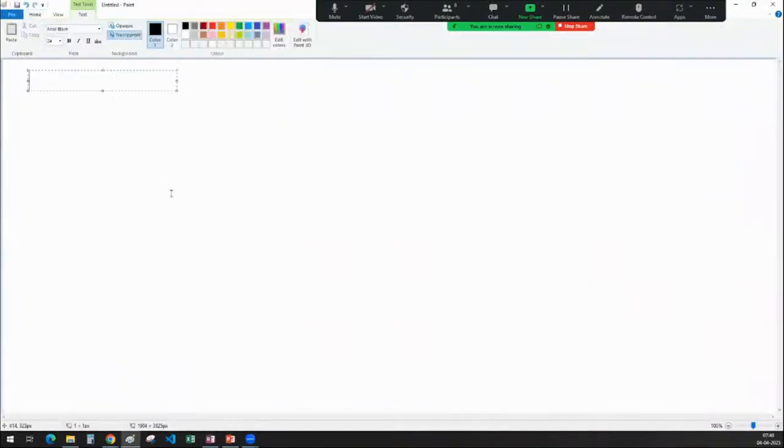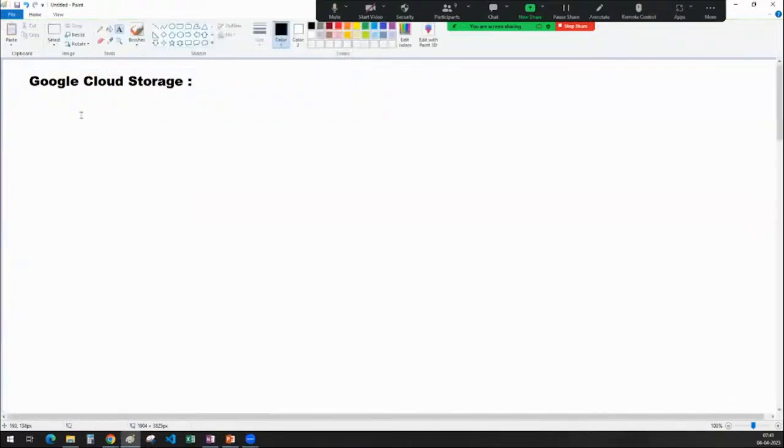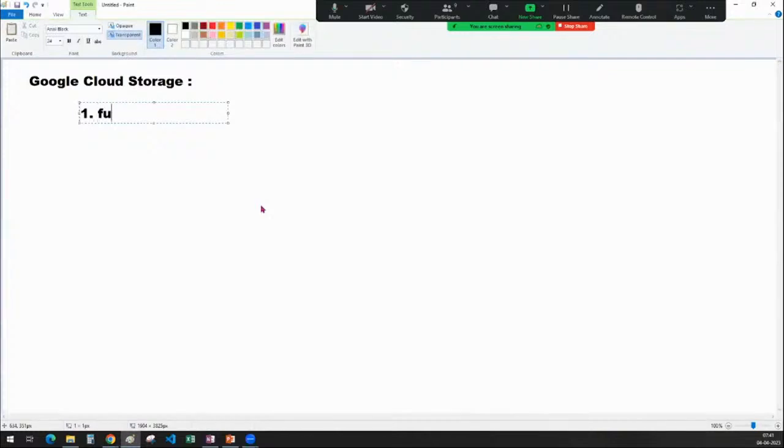From today, the very first topic that we are going to see is Google Cloud Storage. What is Google Cloud Storage? Let us see first. Google Cloud Storage is one of the fully managed services in GCP. What do you mean by that, sir? What is meant by a fully managed service?